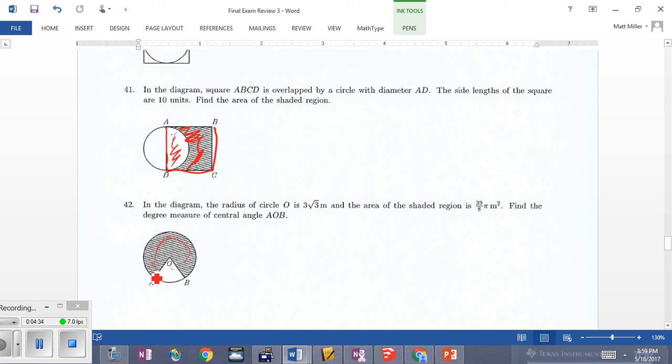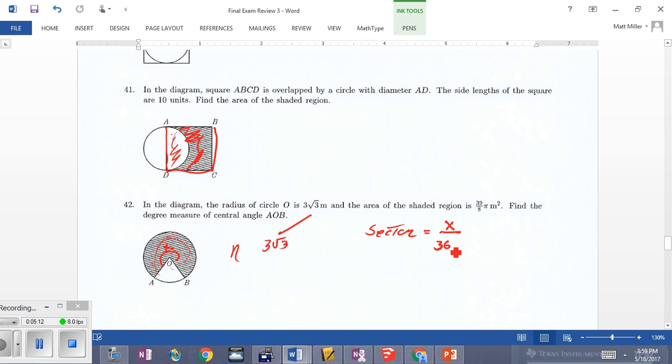This is what we call a sector. It's determined by the angle slice here. The radius of the circle is 3√3. The shaded area is the sector area, and the sector area, of course, is some fractional part of the entire circle. Now that fractional part is determined by this angle. And that's what we need to find actually, that angle.